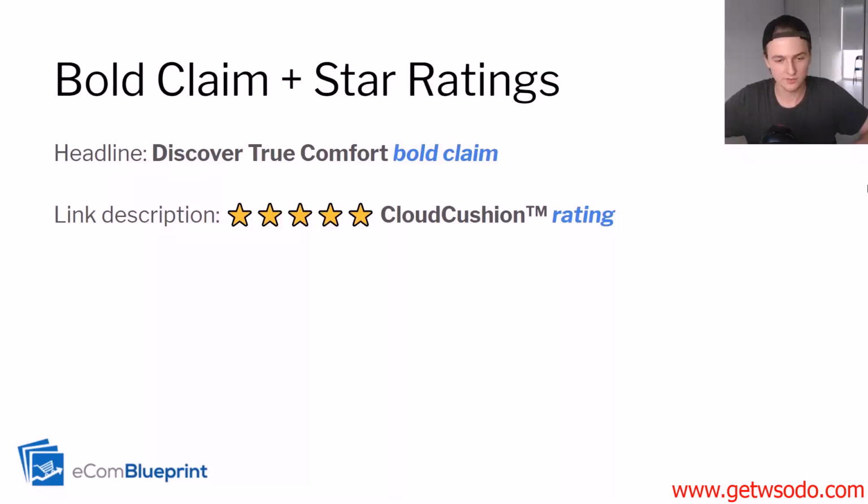So here's one more formula for the headline and link description, bold claim plus star rating. So for another example of a bold claim, discover true comfort. And then link description, it's just 5 stars, cloud cushion. So it just makes them think this is a 5-star rated product, and it lets them know that this is available for purchase, right? If a product has reviews like this, it means it's available for purchase, right? So this also acts as a reminder that they can buy it if they press the shop now button. And so this is another good example of a headline and link description combo.